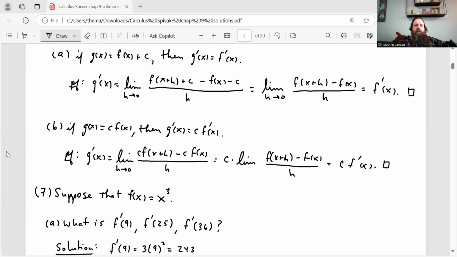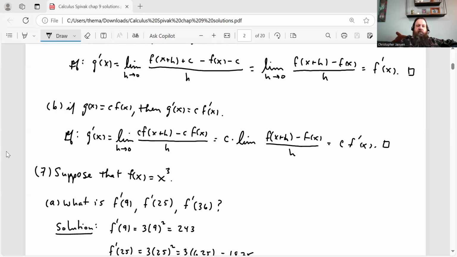Right? Part B says if g of x equals c times f of x, then g prime of x equals c times f prime of x. And a similar type of idea: if g is c times f of x, then it's either a vertical stretch or a vertical shrink of the graph of f. So the derivative should be related in a similar manner. Right, here's the proof. g prime of x, again using the formula for the derivative, is the limit as h goes to 0 of c times f of x plus h minus c times f of x, all over h. You can factor out the common factor of c, times the limit of f of x plus h minus f of x over h, which is c times the derivative of f.